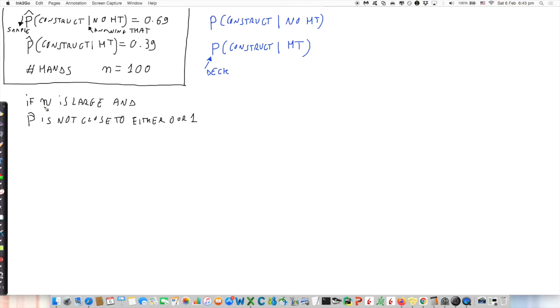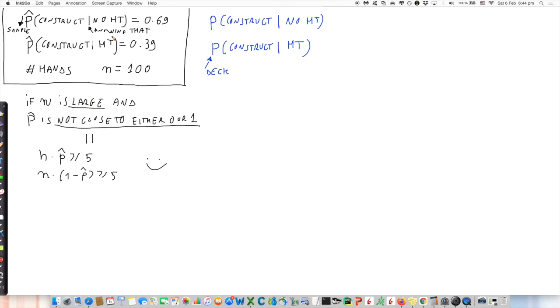Now, what do you mean by large and not close to either 0 or 1? You may be asking. So this has been formalized in different ways. Usually what people do, they say that if n times p is greater than or equal to 5, and n times 1 minus p is also greater than or equal to 5, then we are happy. So in our case, does it hold?